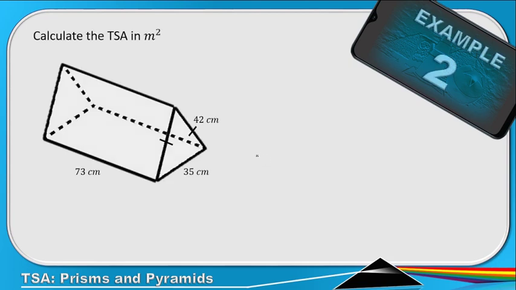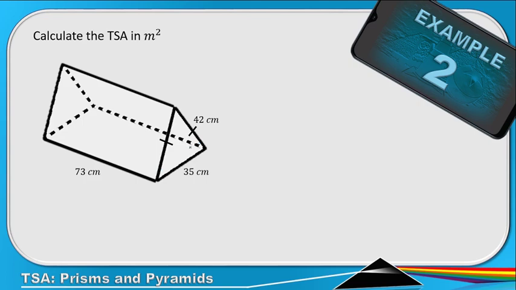Okay, for example 2, calculate the total surface area in meters squared. Now, we can see that they're asking for it in meters squared, but they're giving us our units in centimeters. So we have one of 2 options. We can convert the units now, or we can first find the total surface area and then convert centimeters squared to meters squared.